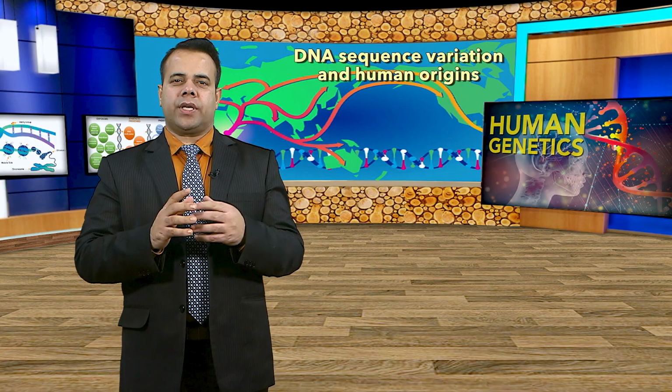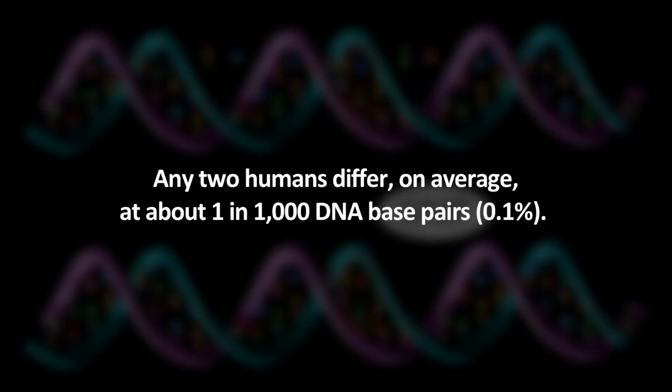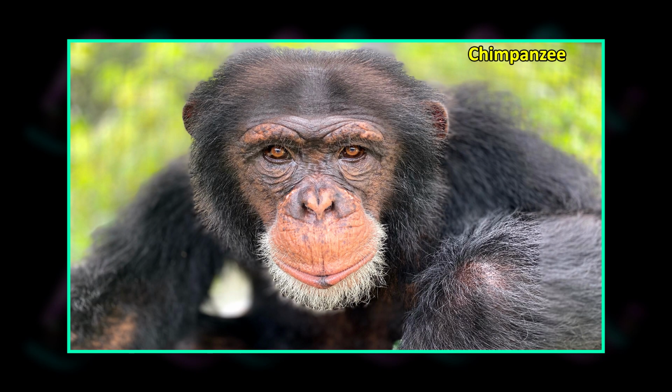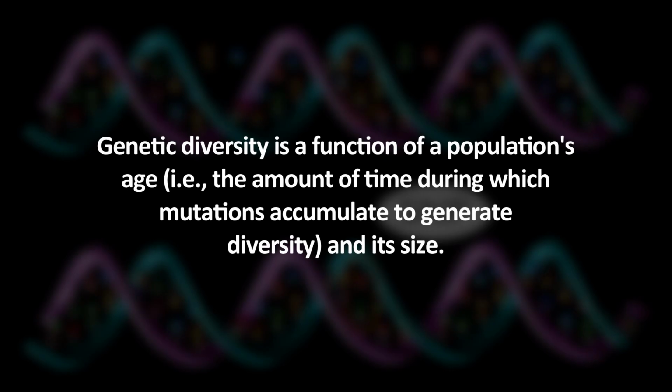Perhaps the most widely cited statistic about human genetic diversity is that any two humans differ on the average at about 1 in 1000 DNA base pairs, that's about 0.1%. Human genetic diversity is substantially lower than that of many other species, including our nearest evolutionary relatives, the chimpanzees. Genetic diversity is a function of a population's age, that is the amount of time during which mutations accumulate to generate diversity, and its size.